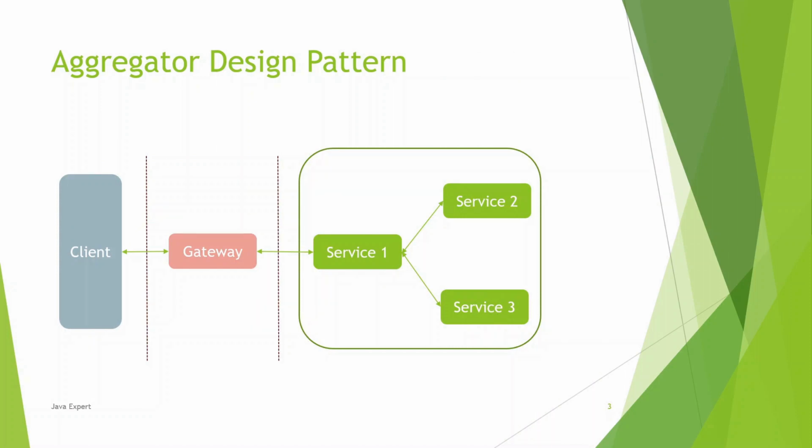By seeing this simple diagram, you can easily understand how this aggregator design pattern is designed. Here, the client is calling service 1, but to fulfill the client's requirement, service 1 needs to call service 2 and service 3, and aggregate the responses of service 2 and service 3, and that is the response for the client. Now we are getting to the coding part. We will explore this aggregator design pattern in the practical world.